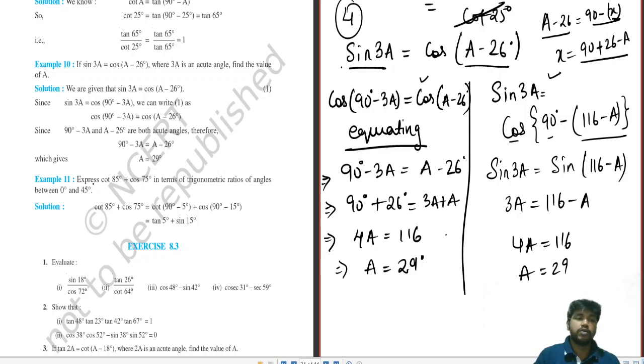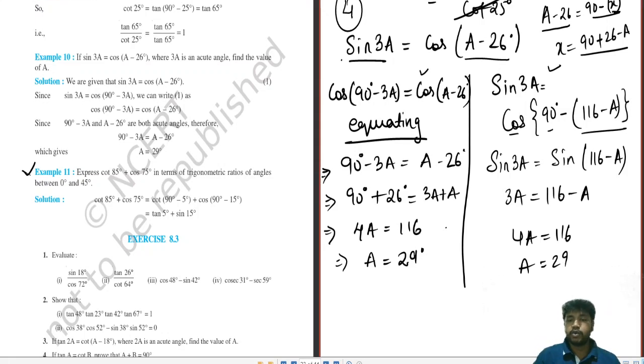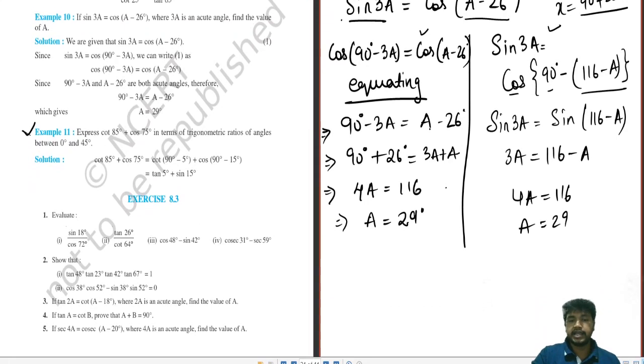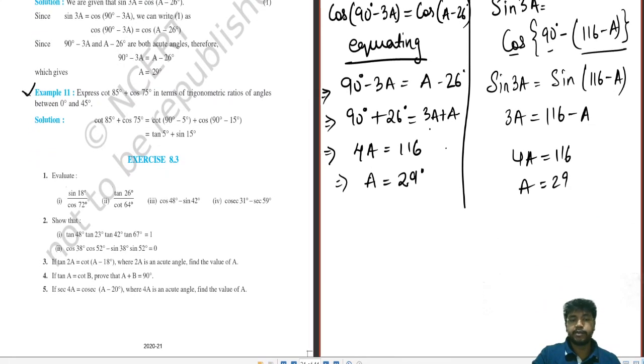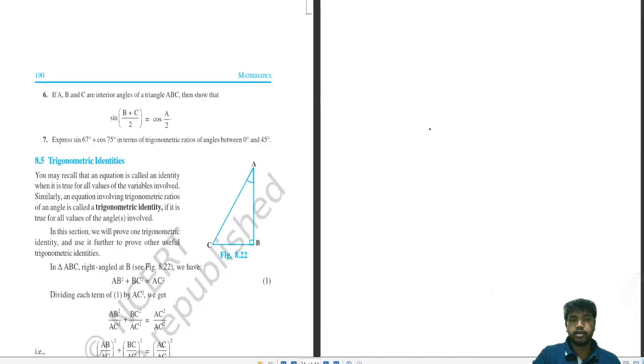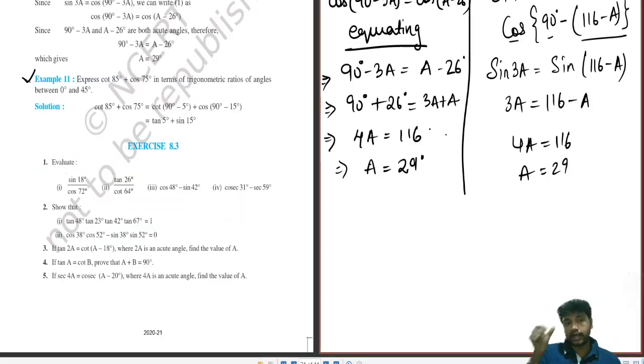Okay. Moving on to example number 11. Today we'll complete example 11, and then in the next video we will deal with exercise 8.3. Express cot 85 degree plus cos 75 degree in terms of trigonometric ratios of angles between 0 degree and 45 degree. After looking at these types of sums, students wonder what to find out. Is there any value? You have to find nothing. You just have to convert it. You just have to use the complementary angle concept, and the sum will automatically give the answer.